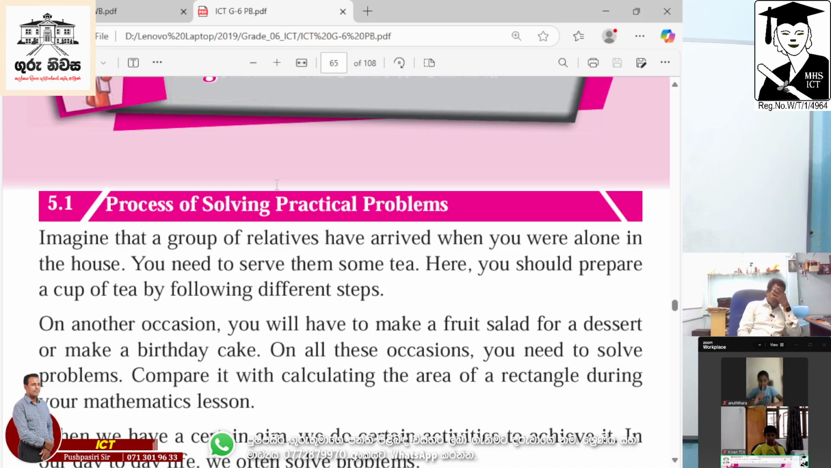වෙනම ඡේදයකින් ලියන්න. Next paragraph. Analyzing a problem means understanding the problem deeply. Understanding the problem deeply කියන්නේ ගැඹුරින්.